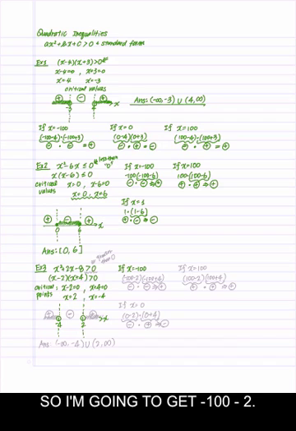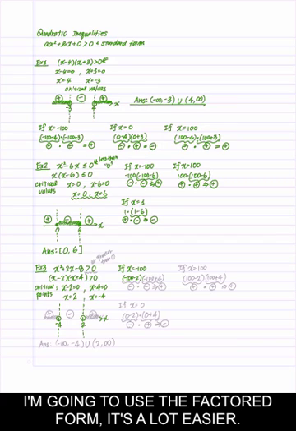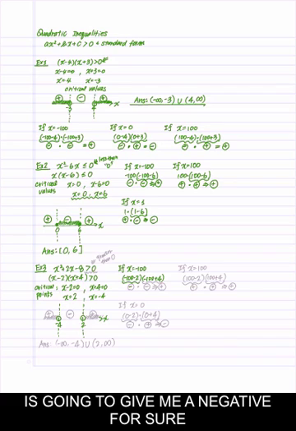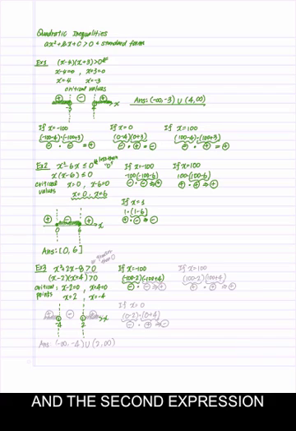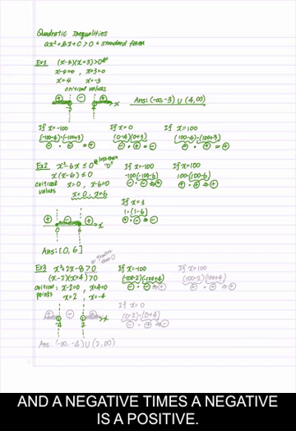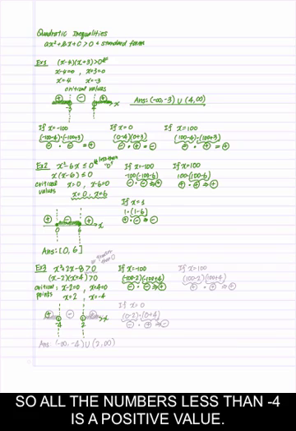So I'm going to get -100 minus 2. I'm going to use the factored form, it's a lot easier. -100 plus 4. Now, that first expression is going to give me a negative for sure, and the second expression is also going to give me a negative. And a negative times a negative is a positive. So all the numbers less than -4 give a positive value.